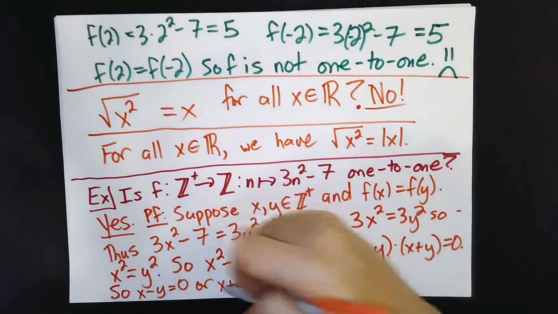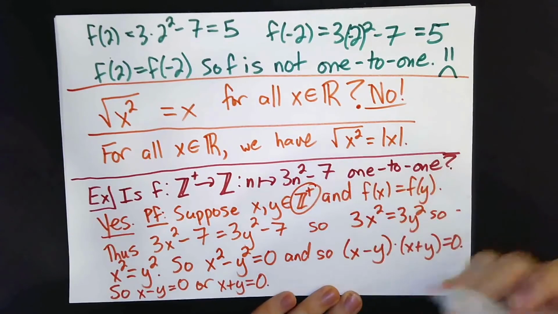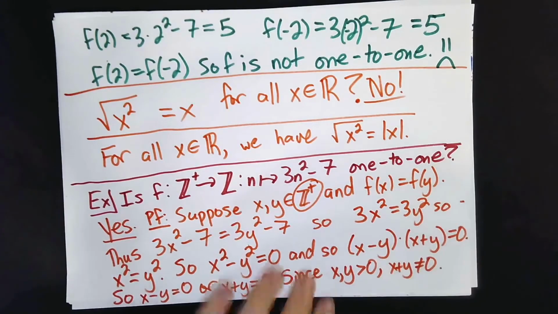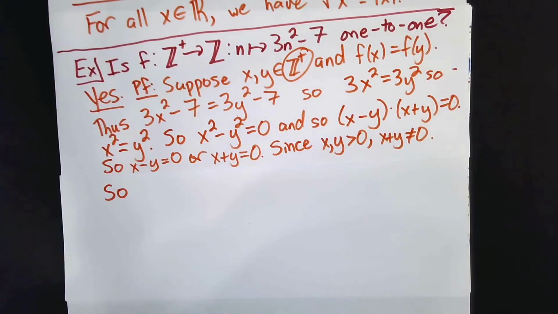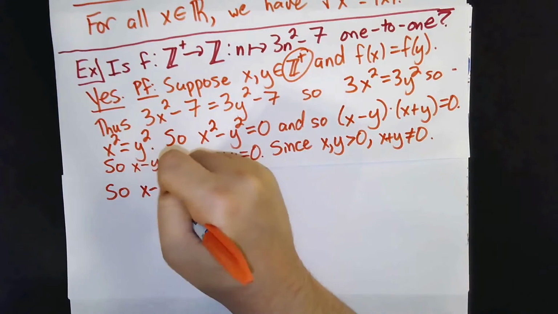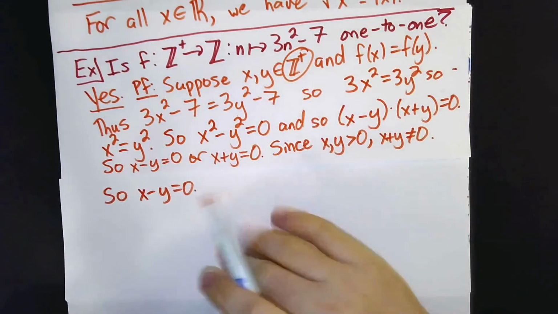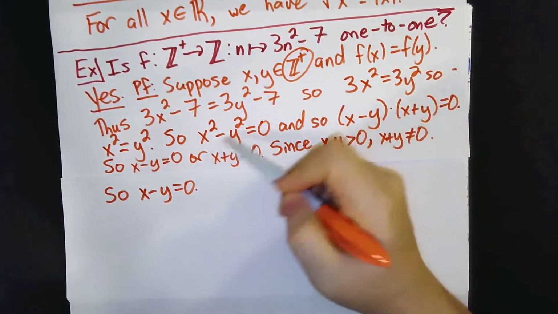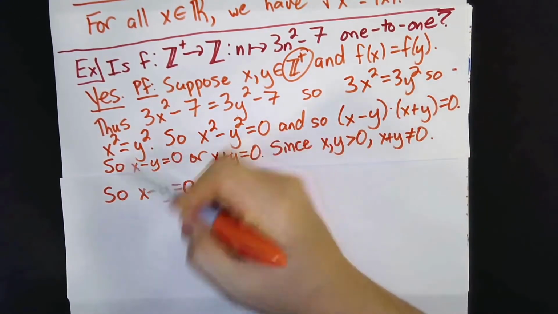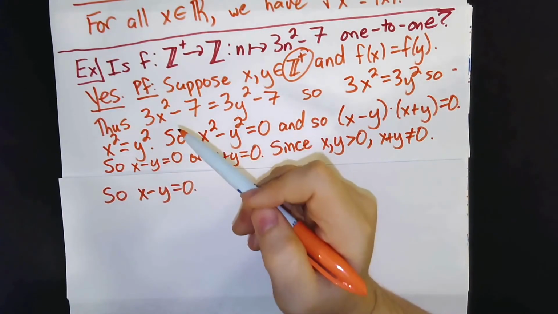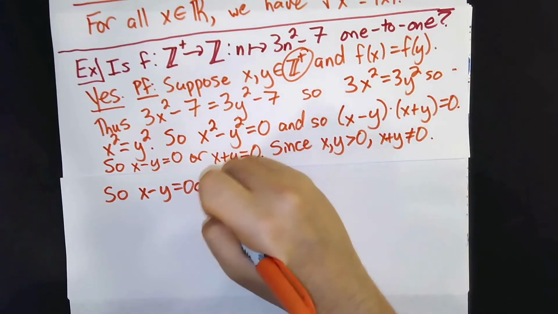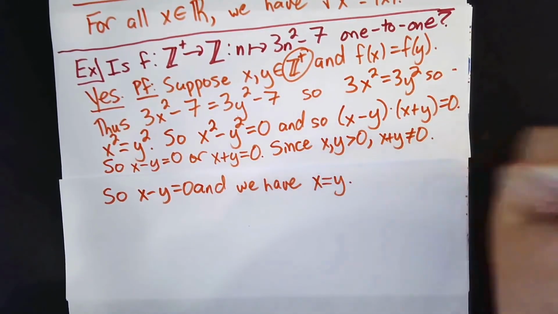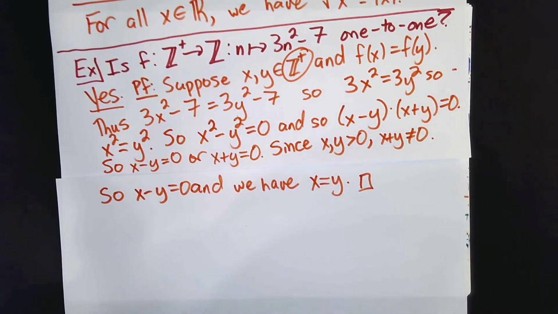But because x and y are in Z plus, I actually know x plus y is not equal to 0, right? x plus y is strictly positive. And so what that ends up telling me is that in fact x minus y is equal to 0. Remember, we knew x minus y was equal to 0 or x plus y was equal to 0, but we then showed this part of the or didn't happen, so then this part must have happened. It basically comes from the truth table of or. And once we have x minus y is equal to 0, that gives us x is equal to y after adding y to both sides. And then we're done.